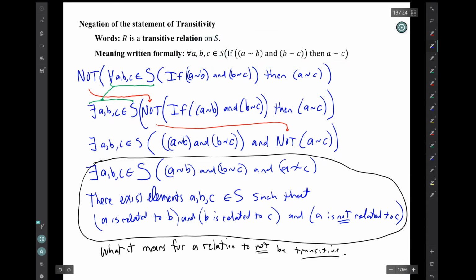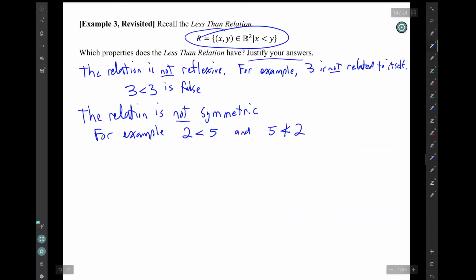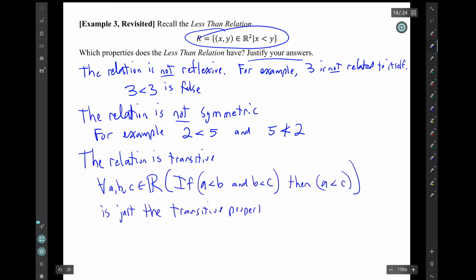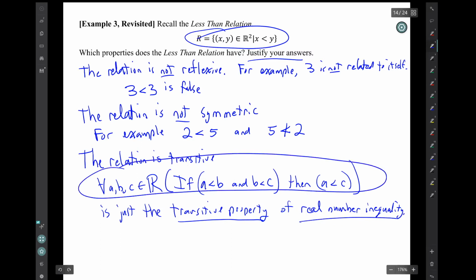So how are we going to prove this? Well, the fact that this is transitive is actually just a property of real number inequality. So the transitive property of real number inequality is stated in this way. It's a universal conditional statement. It's actually the statement that we need to prove.